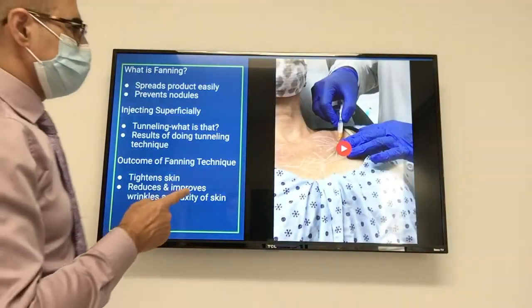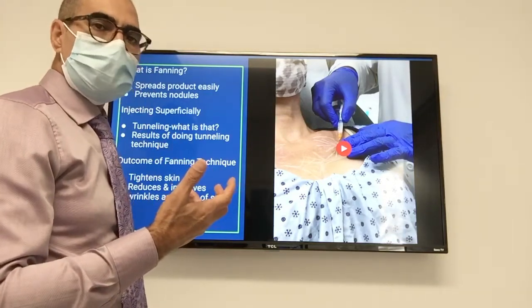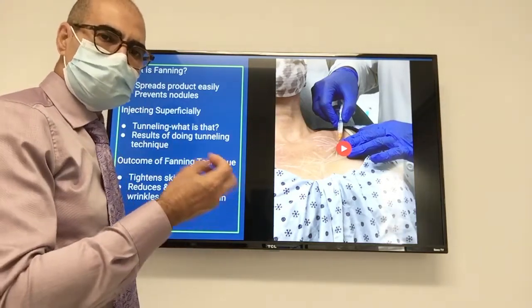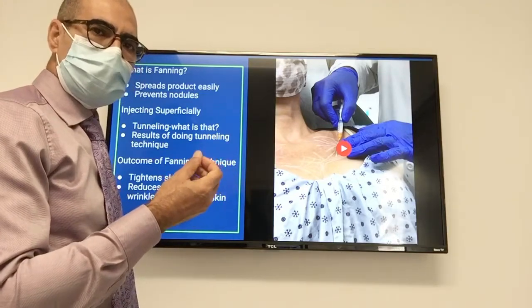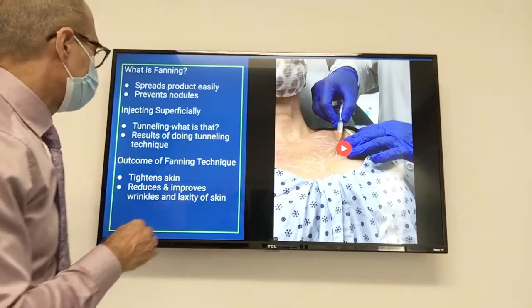One of the advantages of this is also that we don't want to put too much in one area, because it can form what are called nodules, small golf ball-like nodules that form in one area. So this procedure actually prevents them from happening.